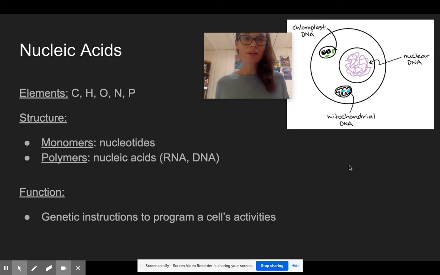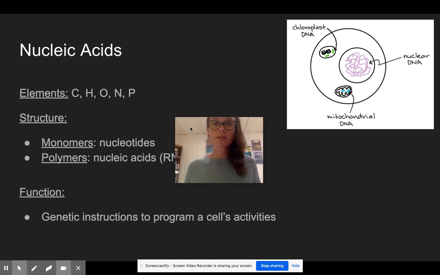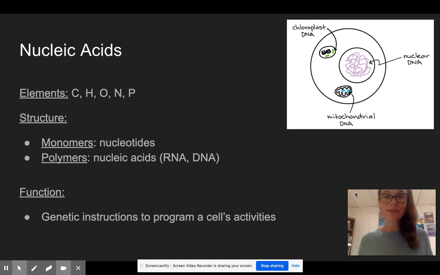And finally, we're going to talk about nucleic acids. So, do you eat nucleic acids? Well, sure, because nucleic acids are in every cell in the form of either DNA or RNA. So if we're talking about eukaryotic cells, cells that are not bacteria, essentially, you'll find DNA in the nucleus of cells, but it can also be found in the chloroplasts of plants and the mitochondria of plants and animals. What elements are in nucleic acids? Carbon, hydrogen, oxygen, nitrogen, and phosphorus.